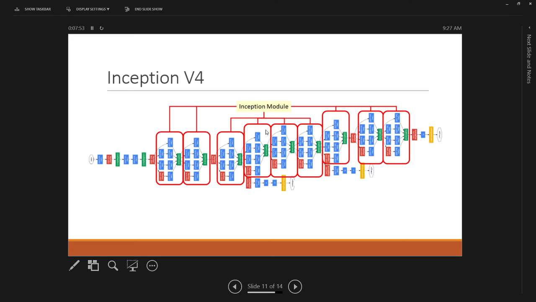So let's jump to the next slide. I just want to impress upon you how complicated these neural networks are. This is a very rough sketch, a high-level view of Inception V4, and this is huge.